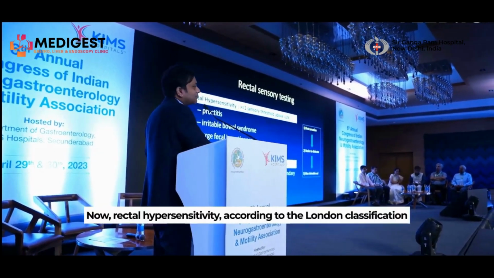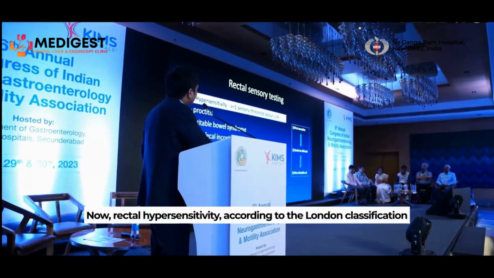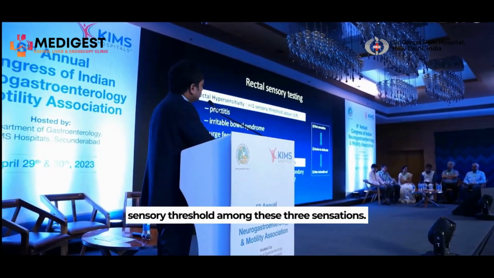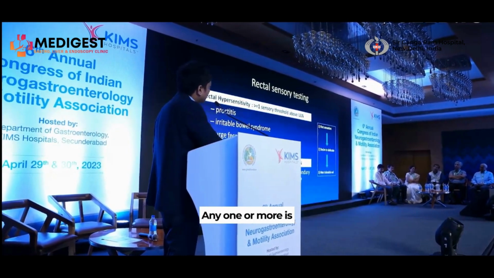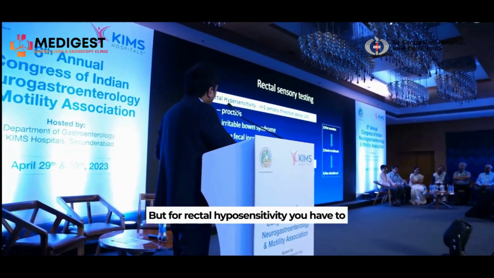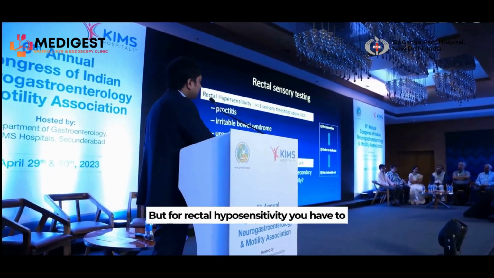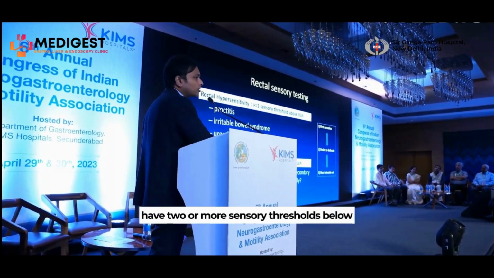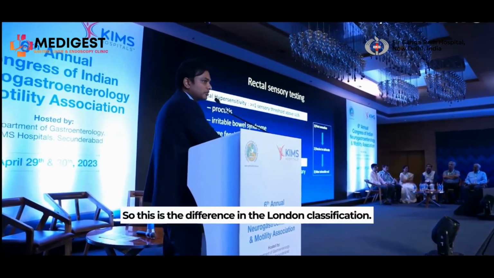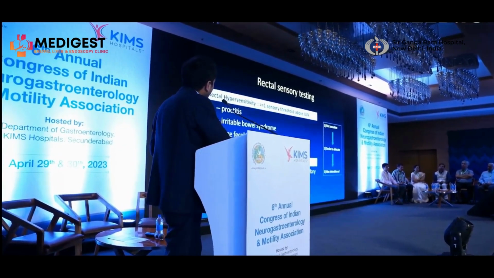Now, for rectal hypersensitivity, according to the London classification, you need one or more sensory thresholds, among these three sensations, any one or more, to be abnormal. That is rectal hypersensitivity. But for rectal hyposensitivity, you have to have two or more sensory thresholds below the lower limit of normal. So this is the difference in the London classification.